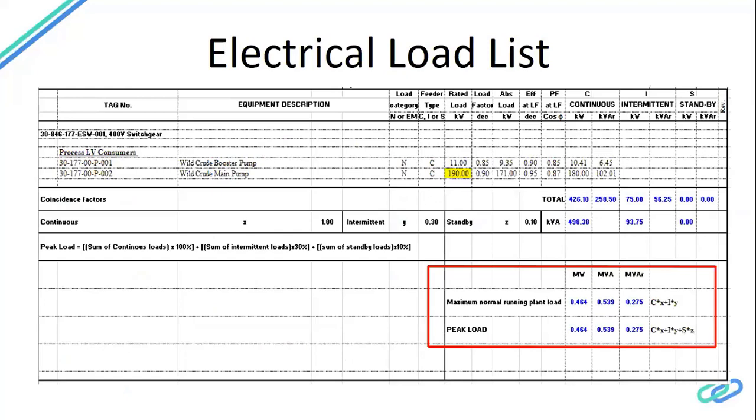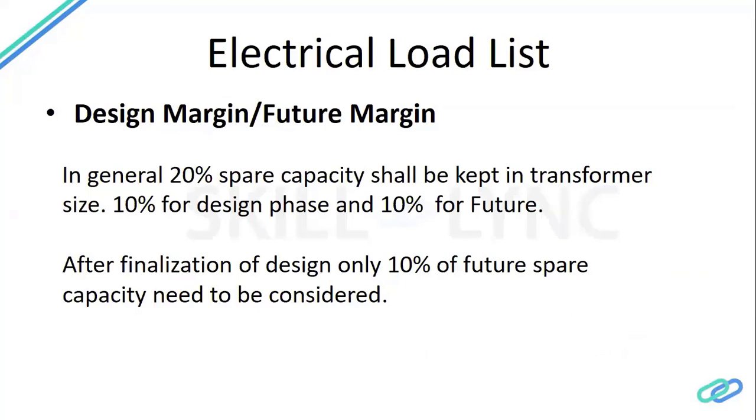So this is the look of the load list, how it looks in its final shape. You can see we have listed all the loads, and in the red block you can see we have calculated the maximum normal running plant load and the peak load, the sum of continuous, intermittent and standby loads. So this is how we know the total load of the plant. But this is not all. Now we have to consider some other factors.